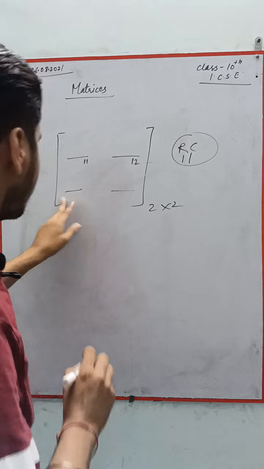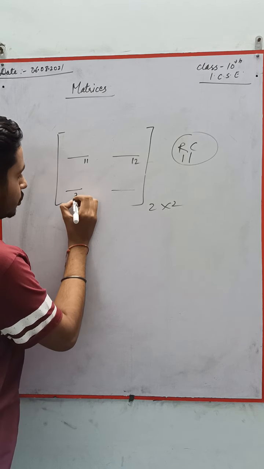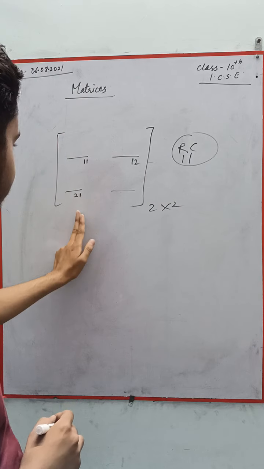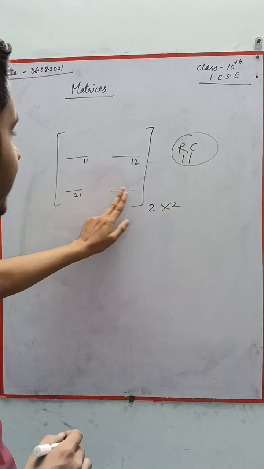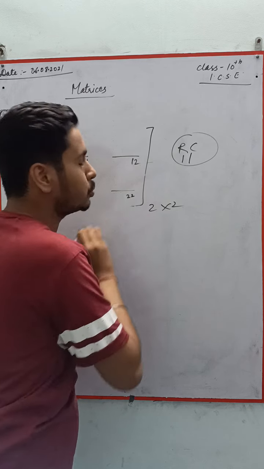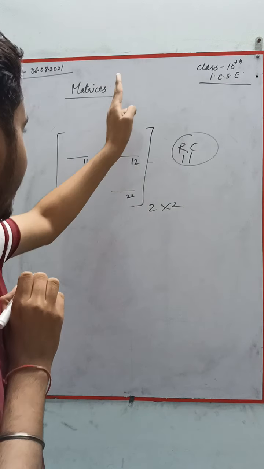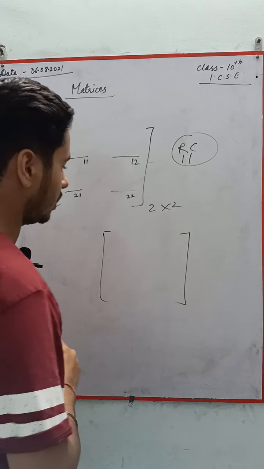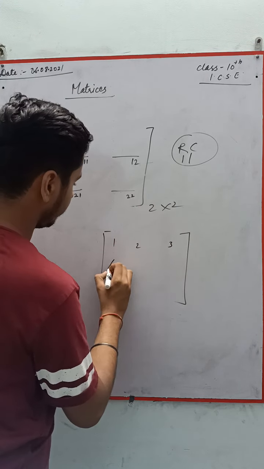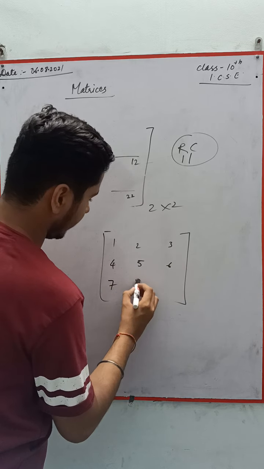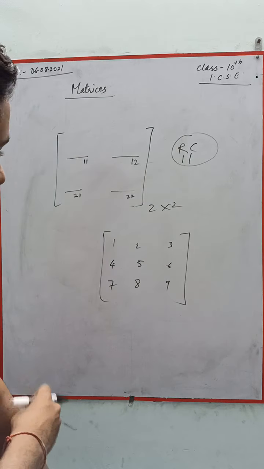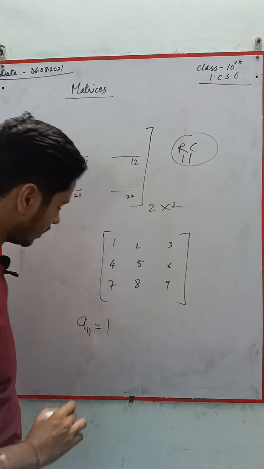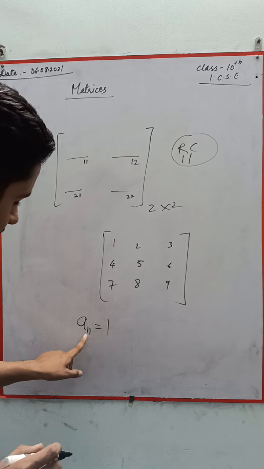Now coming to this one, we can position this as 2 1, and the reason being this is in the second row and first column, so 2 1. This position can be named as 2 2 position because second row and second column. So say for example I am writing one matrix: 1 2 3, 4 5 6, 7 8 9. So 1 is in A11. Okay, what is the meaning of this A11?